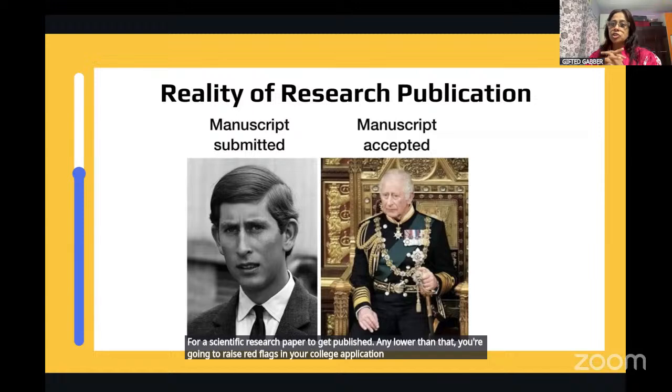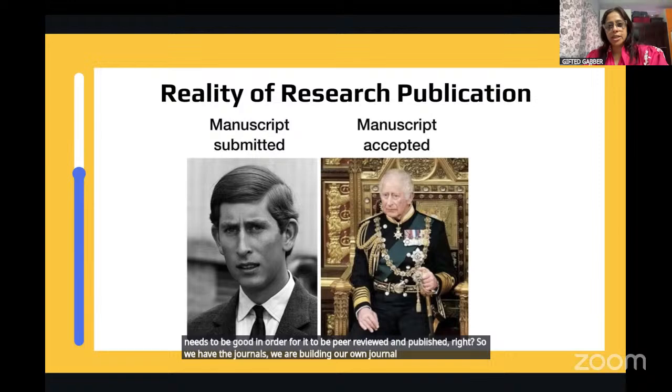Because admission officers know that it takes a significant amount of time, and the research paper needs to be good in order for it to be peer reviewed and published, right? So we have the journals. We are building our own journal where you're going to get a panel of research scientists who'll be looking over the research paper. Okay, so that is the publication.